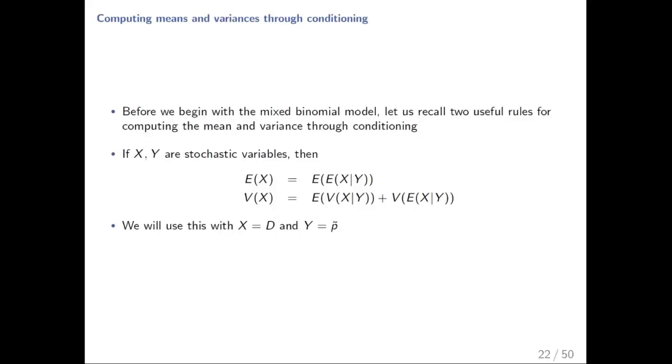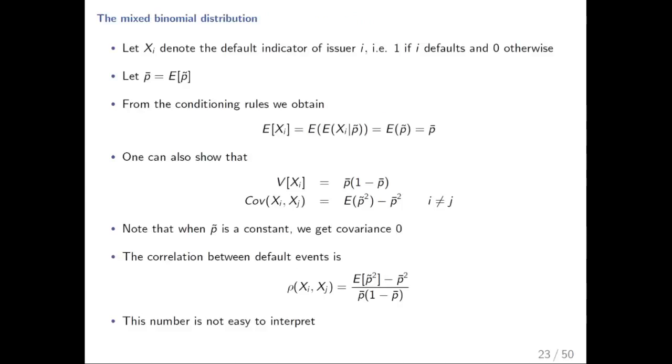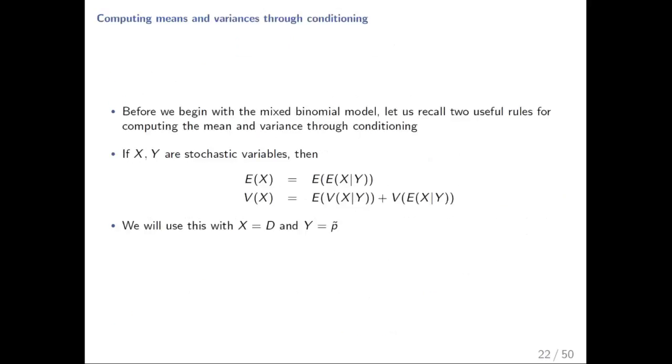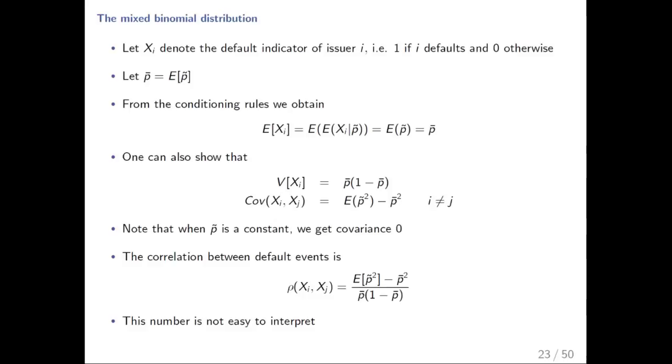Okay, so let's move on now. So what we just did was the case of a single issuer, and we ended up with these results. Now let's do the interesting case where we have n borrowers. Again, D is the number of defaults. It follows straight away that since everybody's identical, the number of defaults in a basket of n assets when there's a stochastic P is just n times P bar, which follows just from this result here.